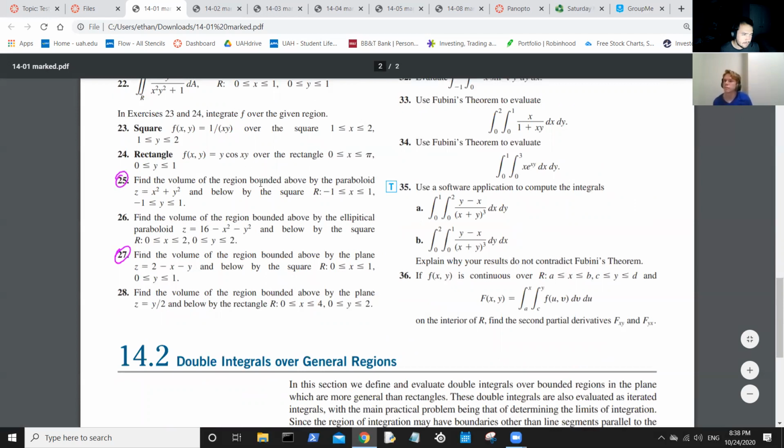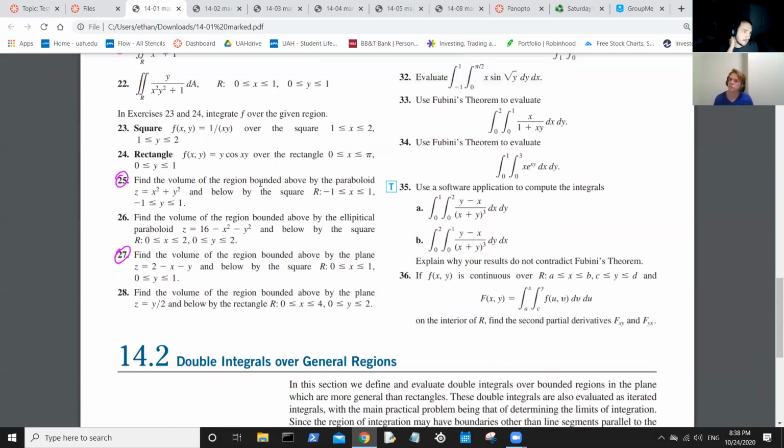Let's look at this one real quick. This looks a little different, but it probably is the same. Oh wait, no, it's a little trickier. It says find the volume of the region bounded by the paraboloid z equals x squared plus y squared, and below the square, and then it gives you a region. Well, we know how to find the area. No, this is actually just a double integral of z, because we haven't gotten to triple integrals yet.